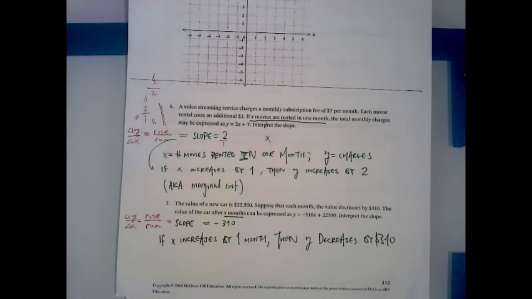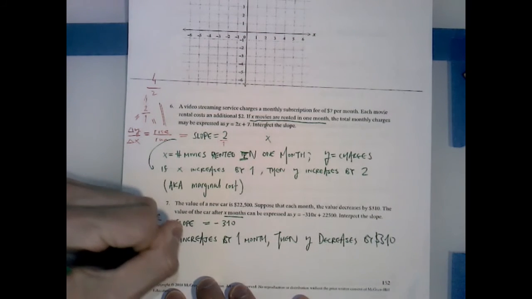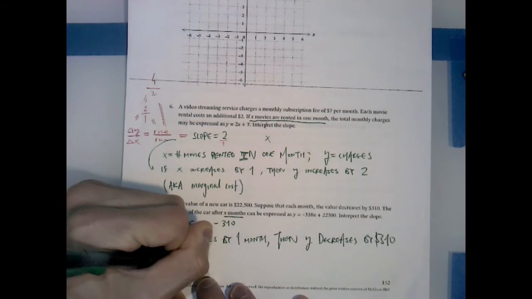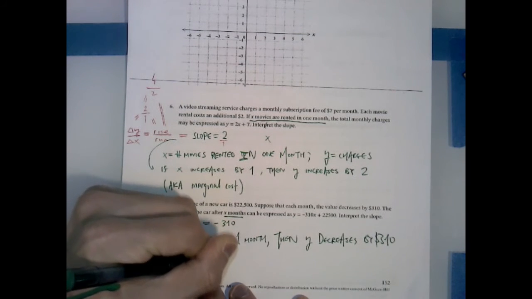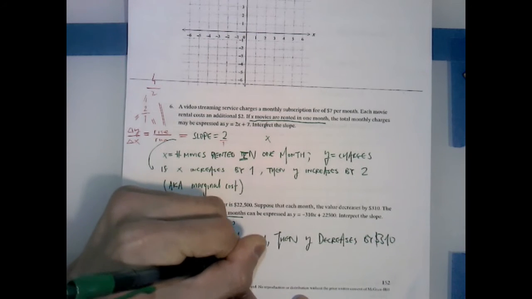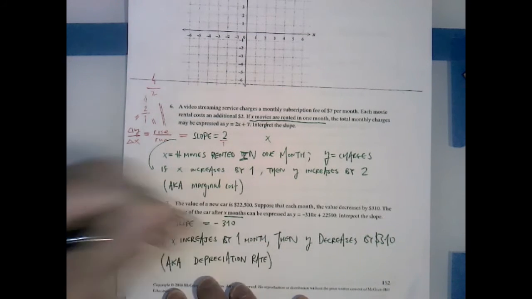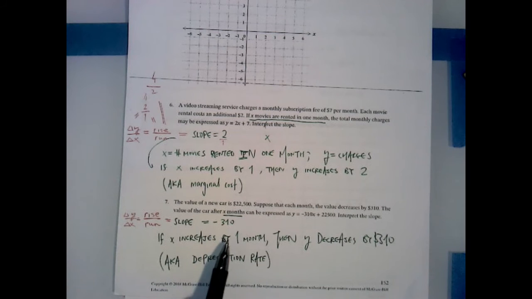This is often called the depreciation rate, AKA depreciation rate. And this is the change here. So this is always how you can think about slope. Slope, whichever letter you want to use, is if x increases by 1, then the y increases or decreases, it changes by the slope. That's always a way you can think about slope.